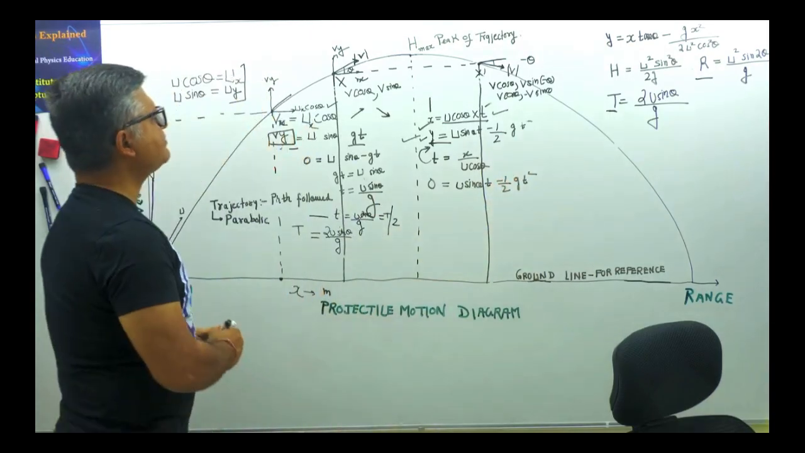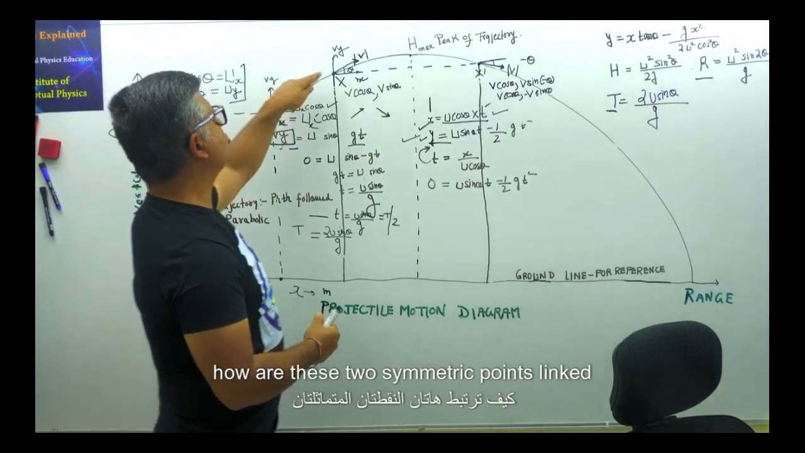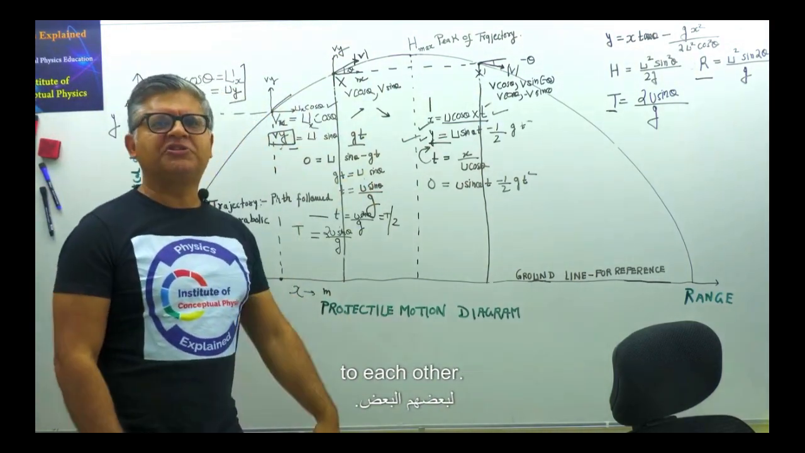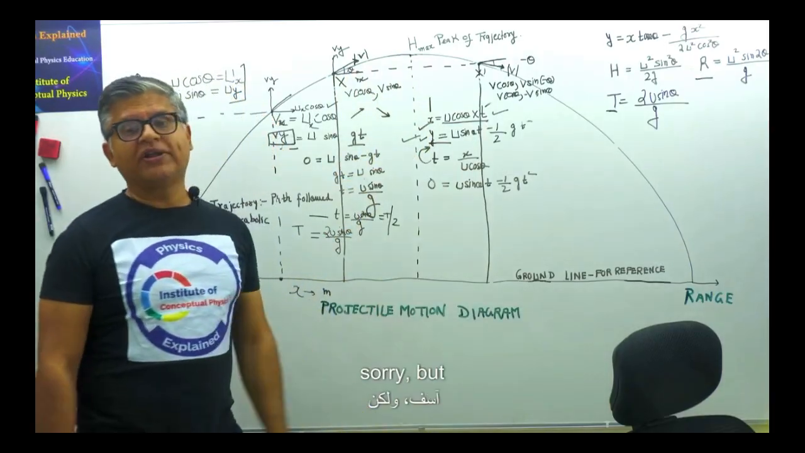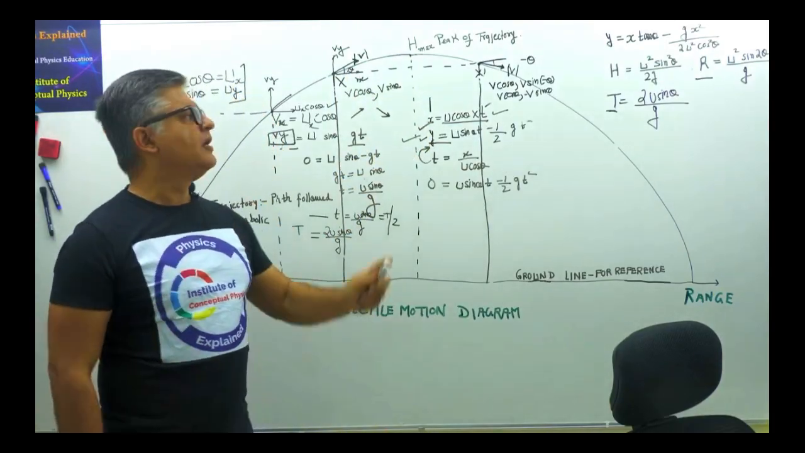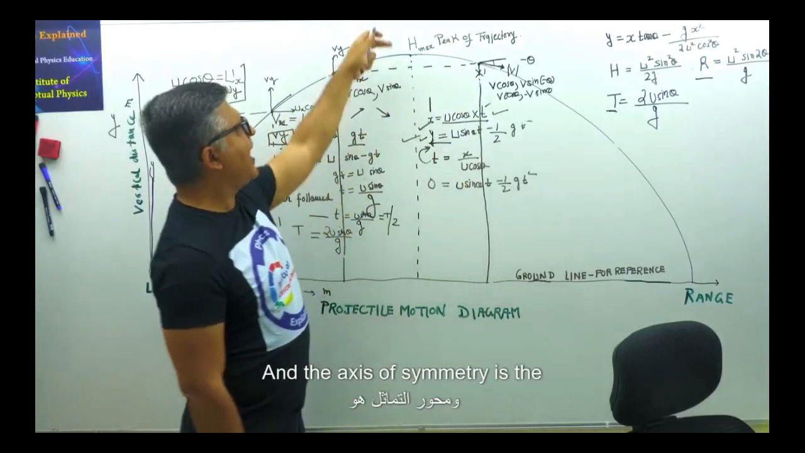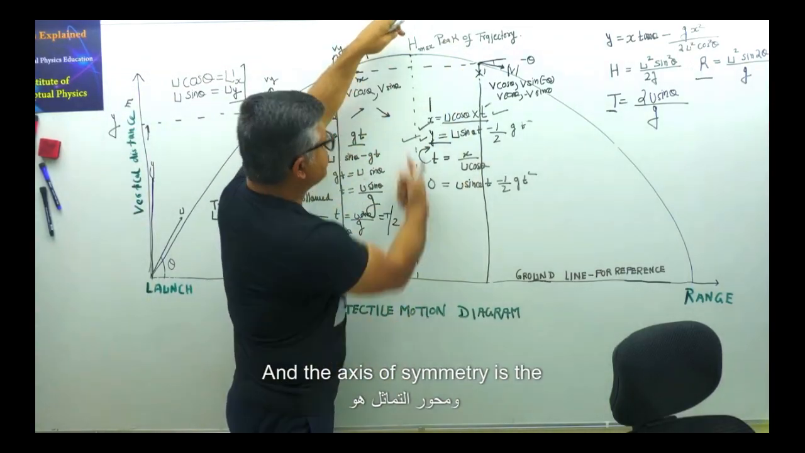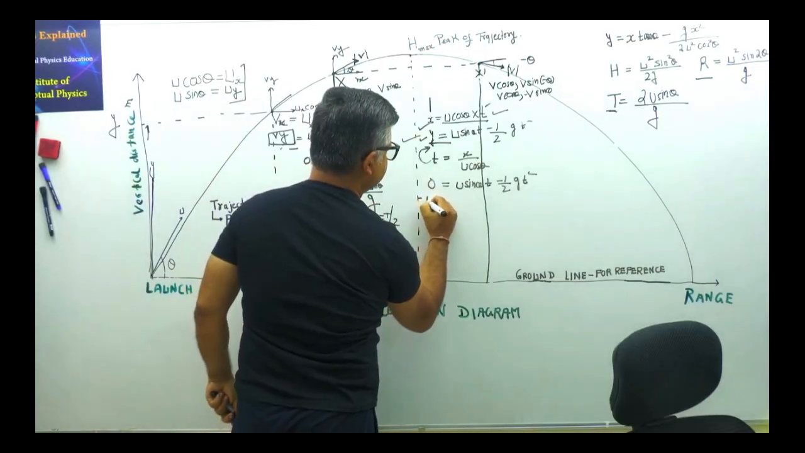All right. Now let's talk about how are these two symmetric points linked to each other. They have same vertical velocity. Sorry, but in magnitude, they have same vertical displacement also. And the axis of symmetry is the central point, right? This is your axis of symmetry.